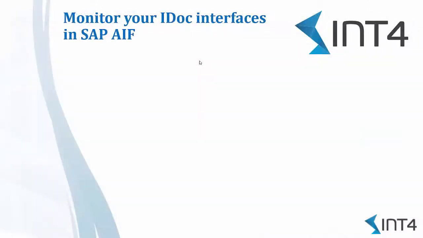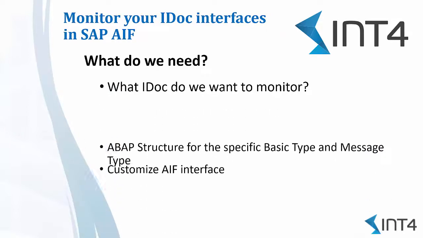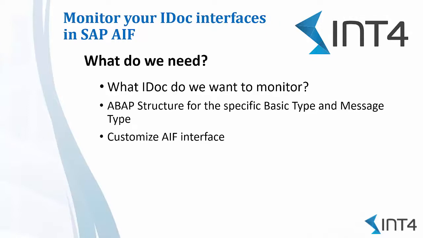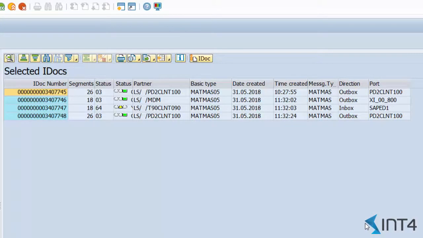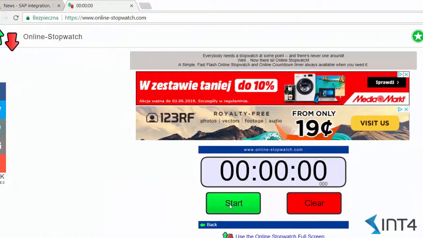If we want to monitor IDocs in SAP AIF, we have to know which IDoc we want to monitor. For this purpose, we need to know the basic type and message type of the IDoc. Then we have to generate an ABAP structure for this specific basic type and message type. And in the end, we have to set the AIF customization. In this video, we will create an SAP AIF interface for the outbound MATMAS05 IDoc. Let me open a timer just to measure how much time we need for this action.